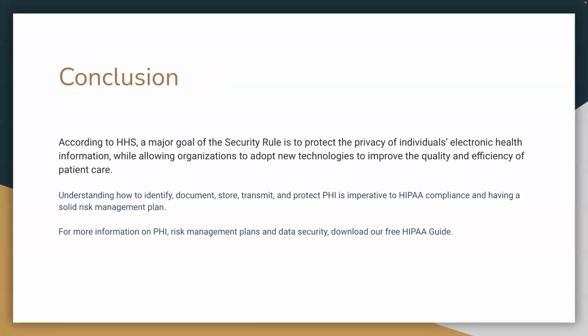So now to come to the conclusion. According to the HHS, a major goal of the Security Rule is to protect the privacy of individuals' electronic health information while allowing organizations to adopt new technology to improve the quality and efficiency of patient care. Understanding how to identify, document, store, transmit, and protect PHI is imperative to HIPAA compliance and having a solid risk management plan.